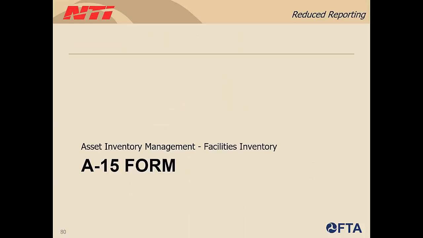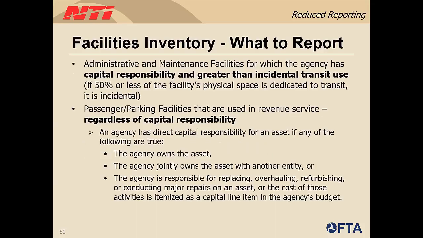Now we'll talk about the A15 Facilities Inventory form. In the Transit Asset Management Facilities Inventory, or A15 form, you will report all administrative and maintenance facilities for which you have capital replacement responsibility and greater than incidental use, as well as all passenger facilities that your agency uses in revenue service, regardless of capital replacement responsibility.